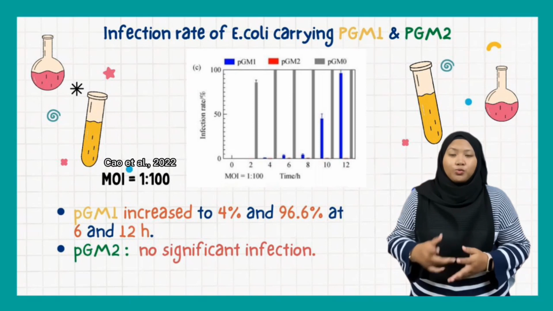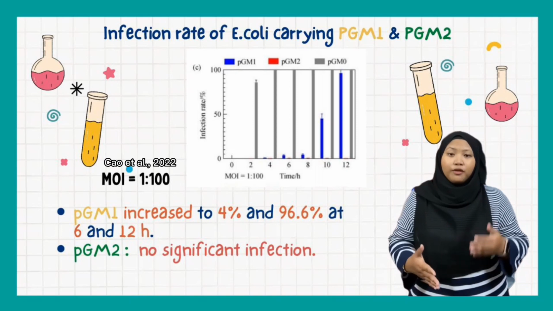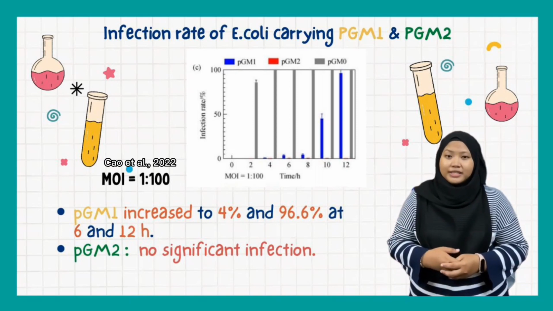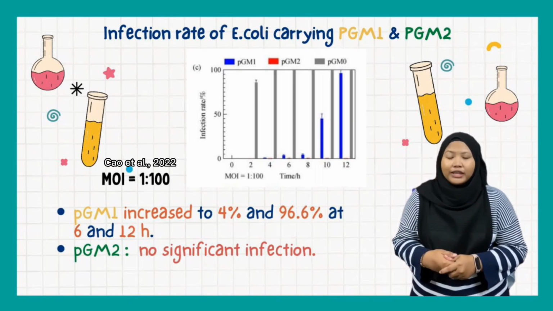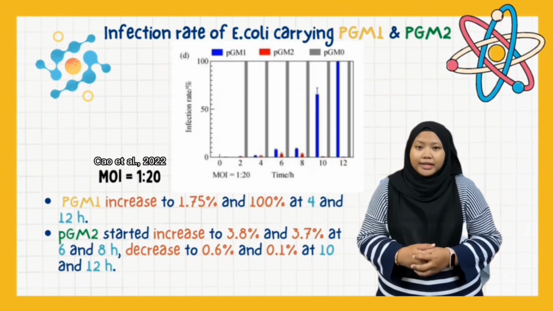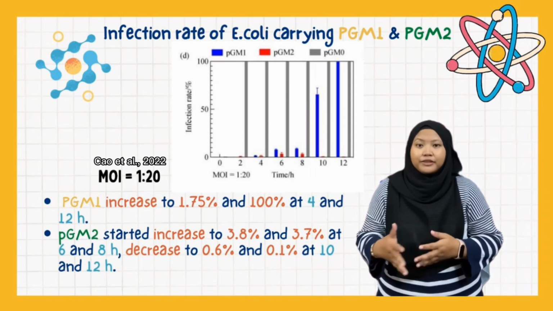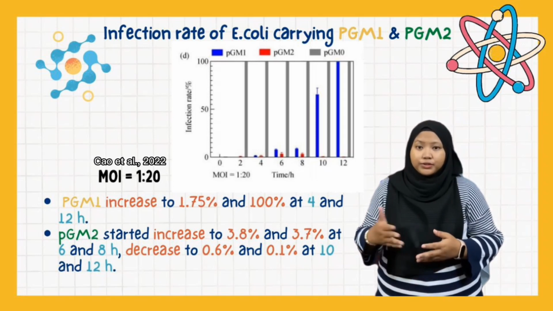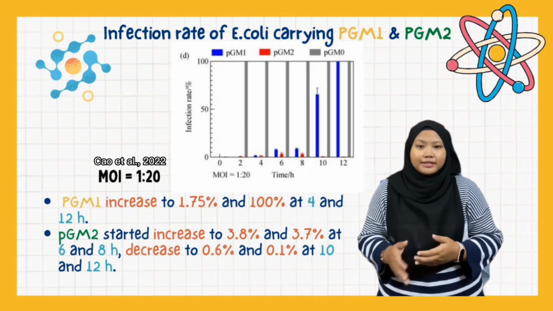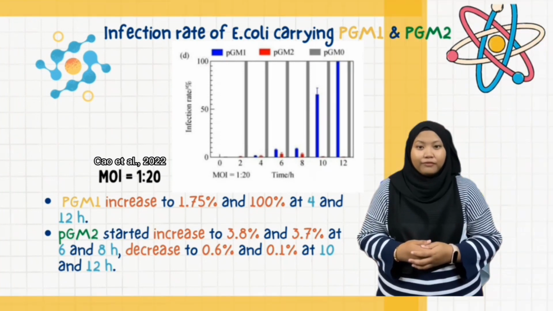When the MOI was 1 to 100, the MKR infection rates of E. coli carrying PGM1 increased to 4% and 99.6% at 6 and 12 hours respectively, while no significant infection was seen in E. coli carrying PGM2. At 1 to 20 MOI, E. coli carrying PGM1 had 1.75% and 100% infection rates at 4 and 12 hours. E. coli carrying PGM2 infection rates increased to 3.8% and 3.7% at 6 and 8 hours, then decreased to 0.6% and 0.1% at 10 and 12 hours.